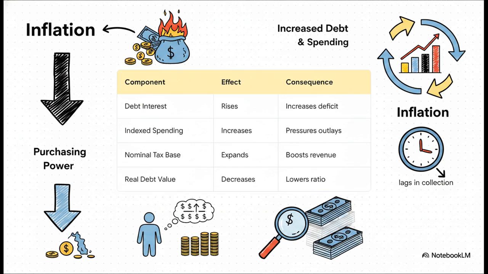On the flip side, looking at revenue, an expanding nominal tax base might artificially boost receipts through bracket creep, but this is almost always offset by lags in tax collection. Finally, while the real debt value does decrease, providing a sort of soft default for the government, the overwhelming pressure on the expenditure side frequently exacerbates the overall deficit anyway.